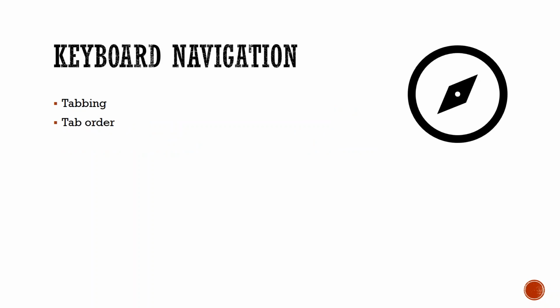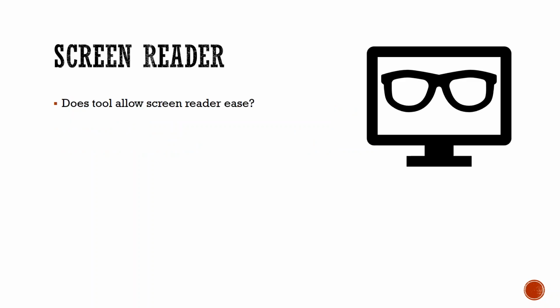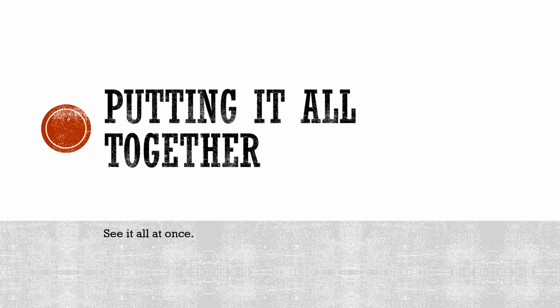Does the e-learning authoring tool allow keyboard navigation? Can you edit the tab order? Are you able to tab to each one clearly? Does the screen reader clearly read each element on screen? Is there a way to edit it if need be? Are there any constrictions, or I'm sorry, are there any ways to get around this?